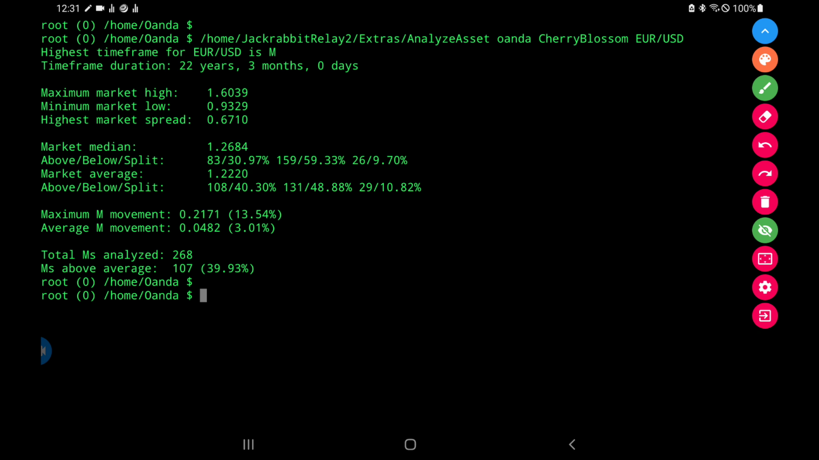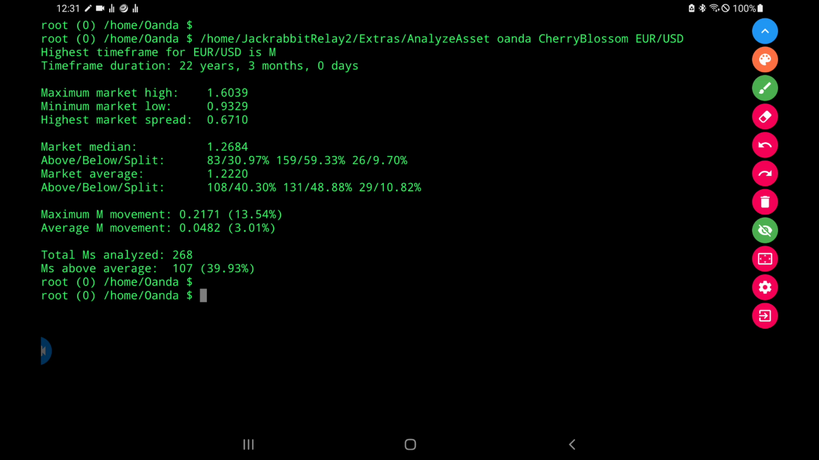Now let's look at the above, below, and split. Above the average is 40% of the time. Below the average is 48% of the time. And then, of course, where the average is split.